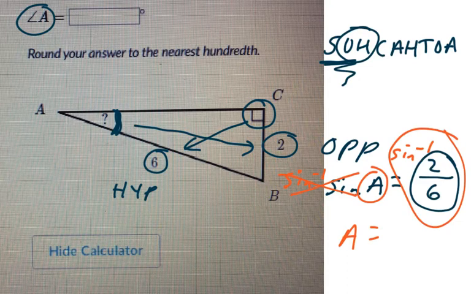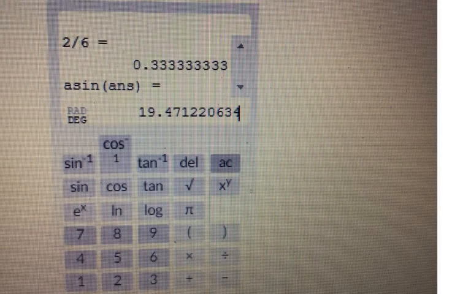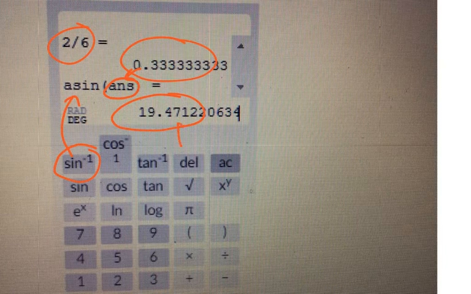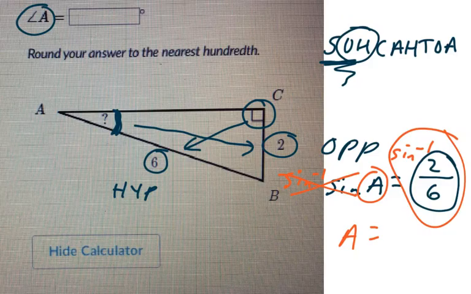So let's do it on our calculator. 2 divided by 6, 0.333. We're going to press sine inverse. That gives us the arc sine there. And we're going to do it on our answer, 0.333. Here's our answer, 19.47.